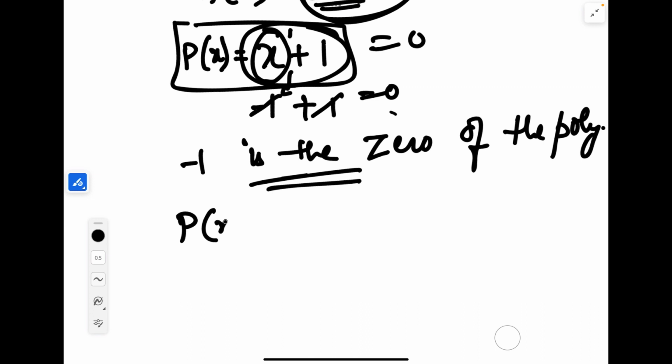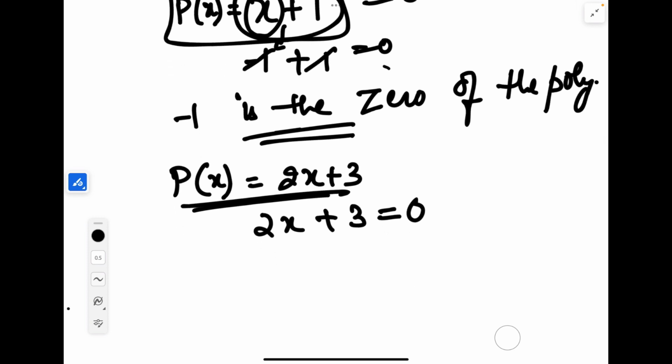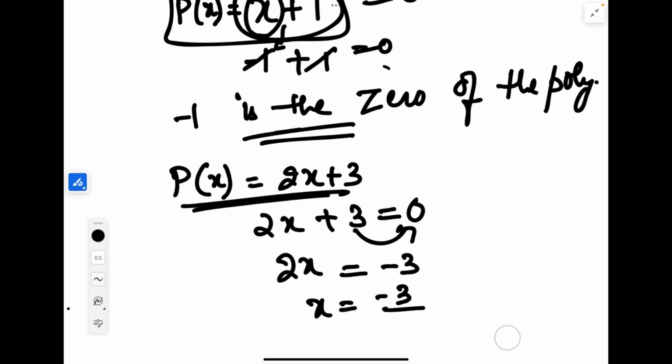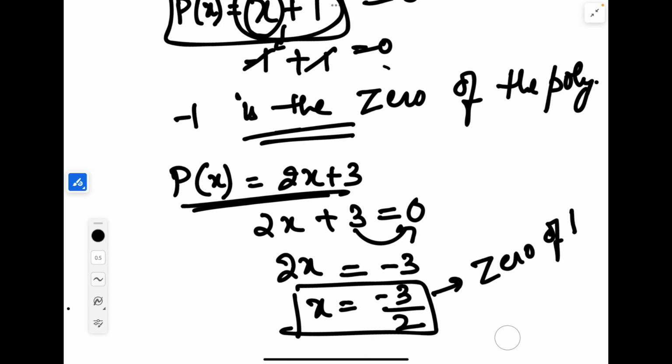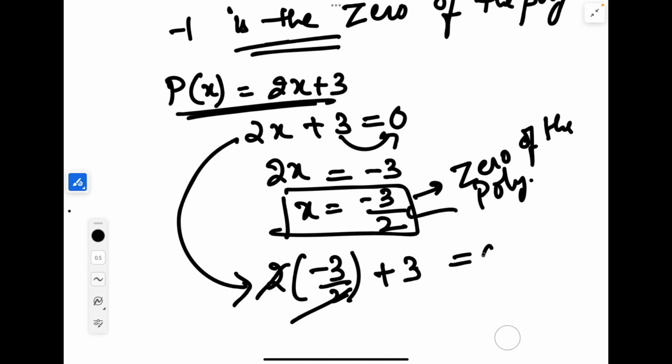0 of a polynomial p of x is equal to 2x plus 3. Children, whenever you want the 0 of the polynomial, this whole polynomial has to become 0, so equate it to 0. It has to become 0 only, so put is equal to 0. 2x is equal to, right hand side, becomes minus 3. X is equal to minus 3 by 2. So this is called the 0 of the polynomial. Now let us see, if this is our polynomial, right? In place of x, put minus 3 by 2. Okay, 2 into minus 3 by 2 plus 3. 2 cancel, minus 3 plus 3 is 0. Yes or no?